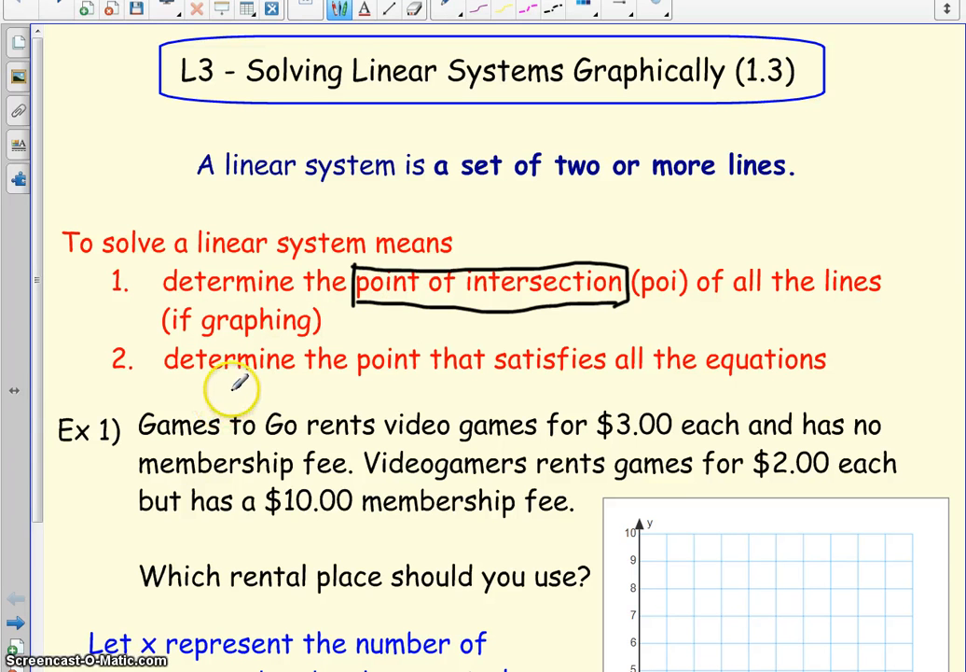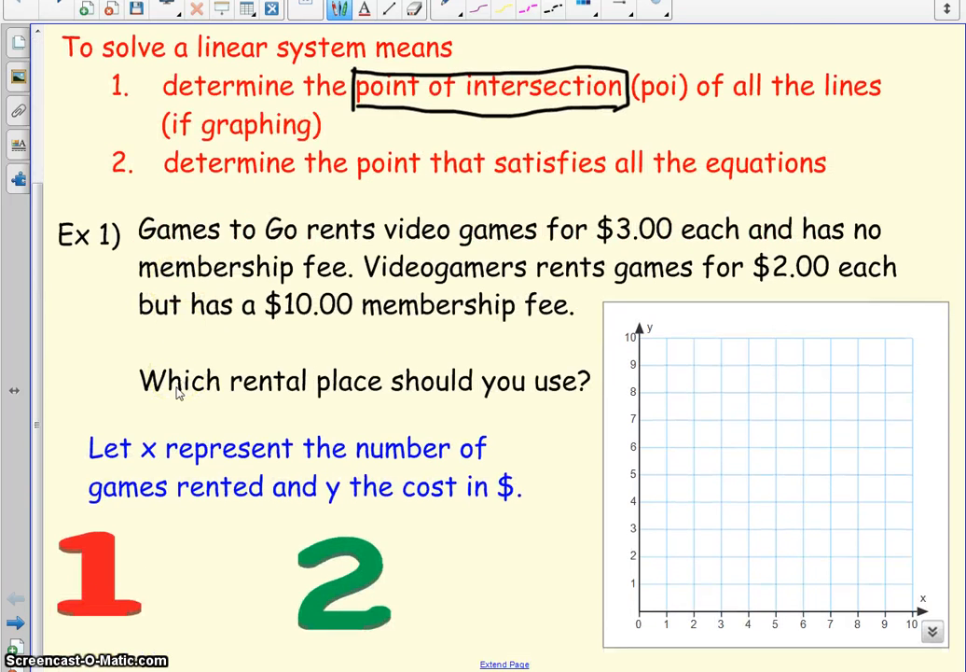So a typical type of question you would have looked at back in grade 9 is one like the following. So we have a video game rental store or service online that rents video games for $3 each. This one's called Games to Go, and you don't have any membership fee up front. Okay, there's another store called Video Gamers that they rent games for a little bit less, $2, but they charge $10 membership fee up front.